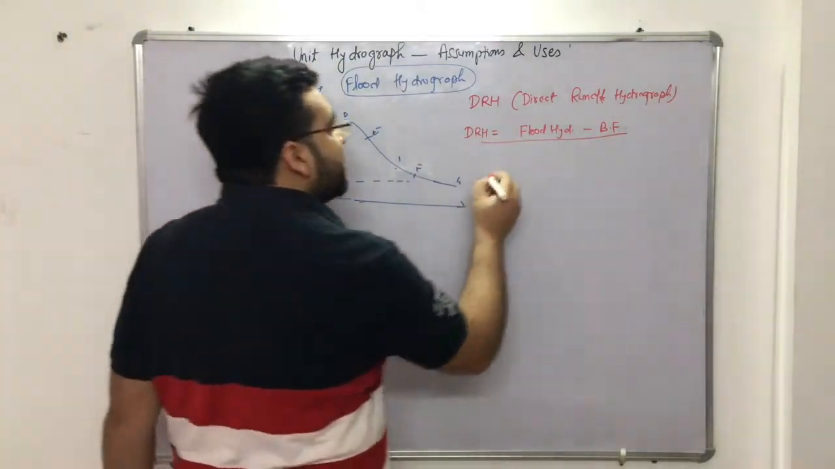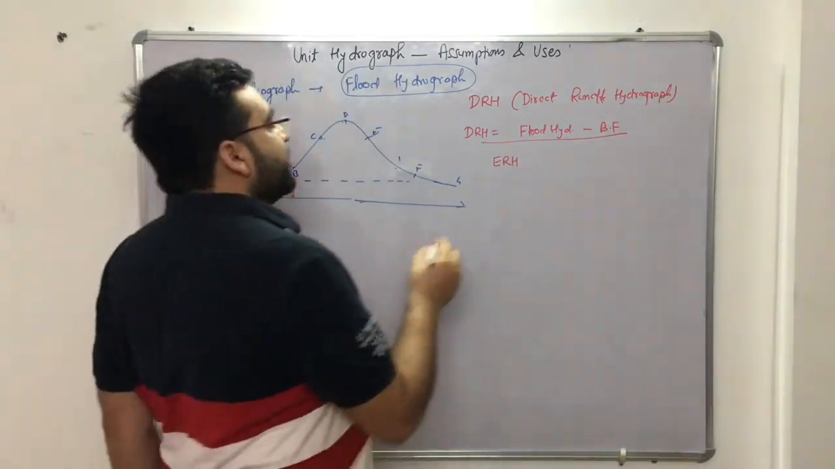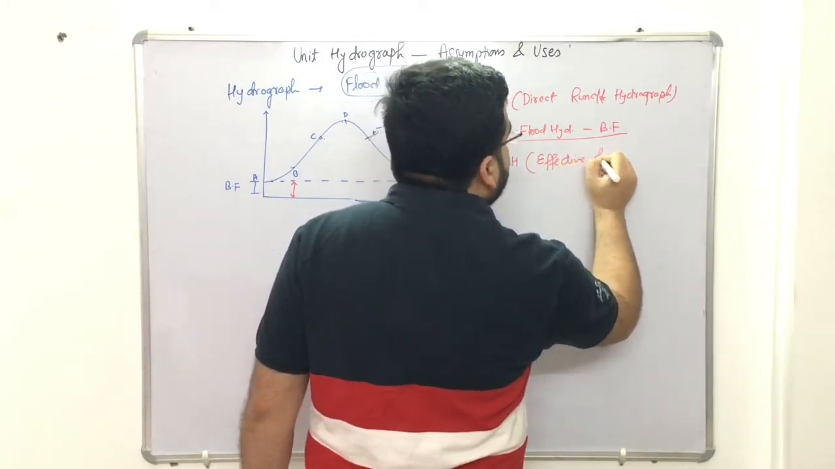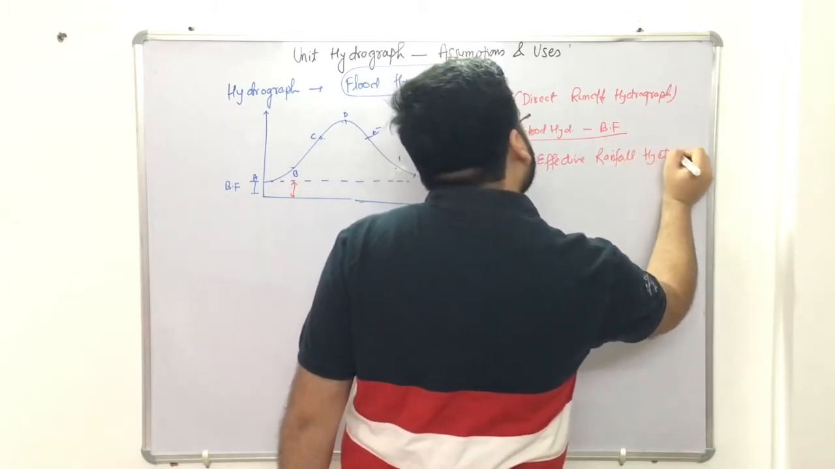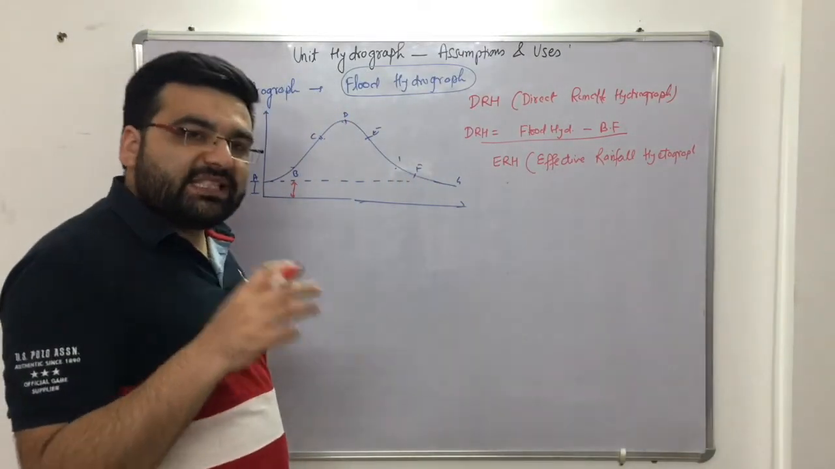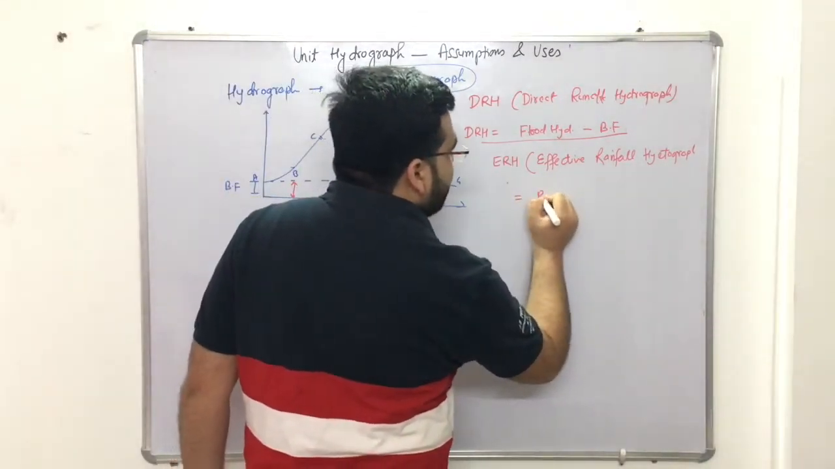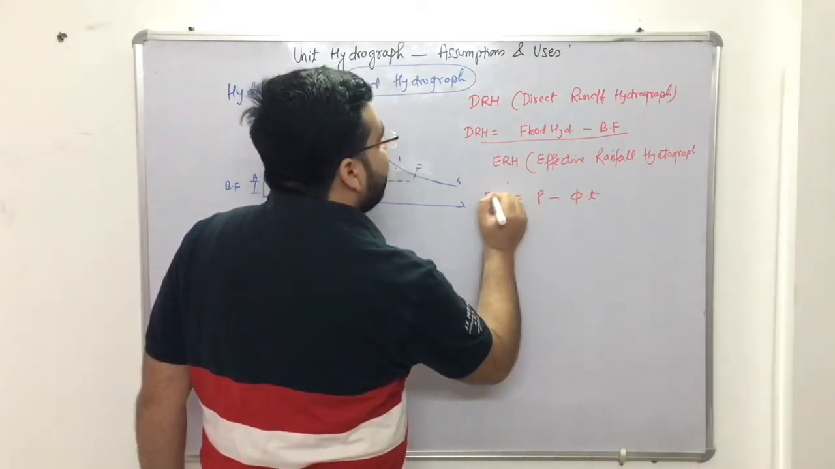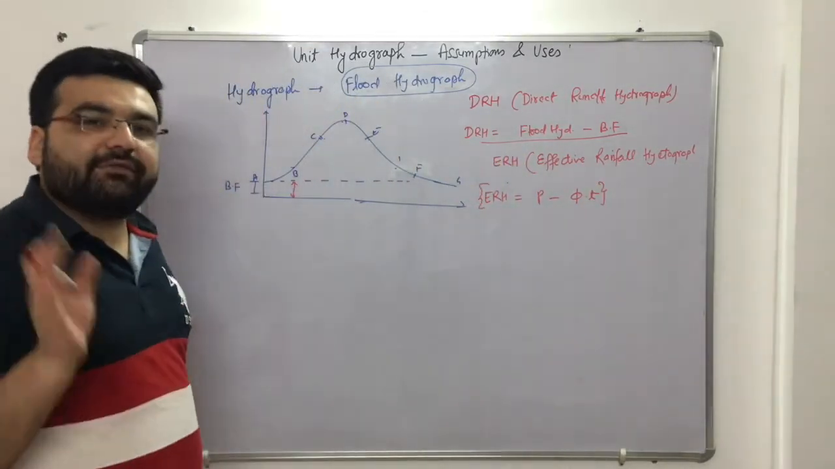And the third thing we discussed is the effective rainfall hyetograph, not hydrograph, right? That we get when we subtract the infiltration index from the total precipitation for a particular time t. We get the effective runoff hyetograph or effective rainfall. Both are the same thing.